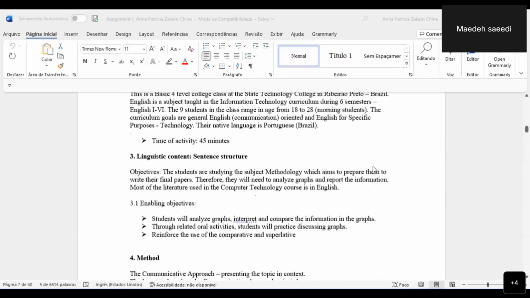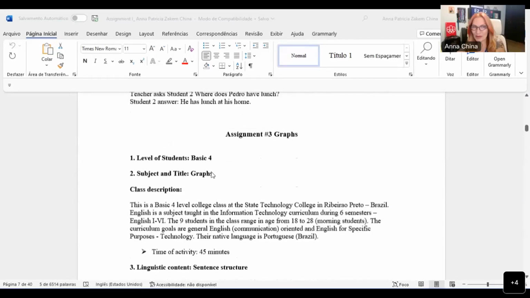Okay, so this is the class that I mentioned. That would be then for English 4, where they work with graphs. Yes, and then they have to go back to the structure of there is, there are, and there now are. It's better. Okay, wonderful.